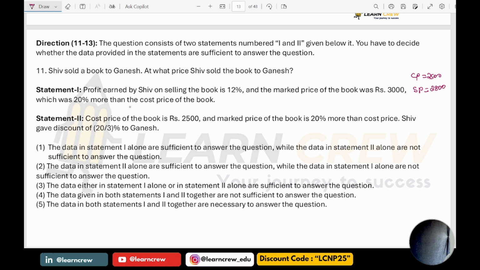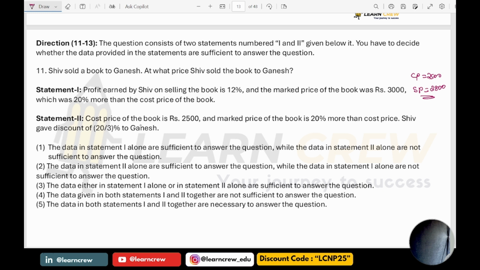Right. Now, statement 1: the first one has a value of 2,800. So here, to find the selling price, what price should it be sold at? Statement 1 is sufficient to find the answer.